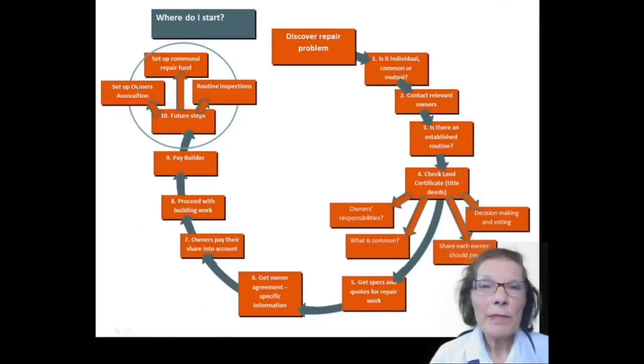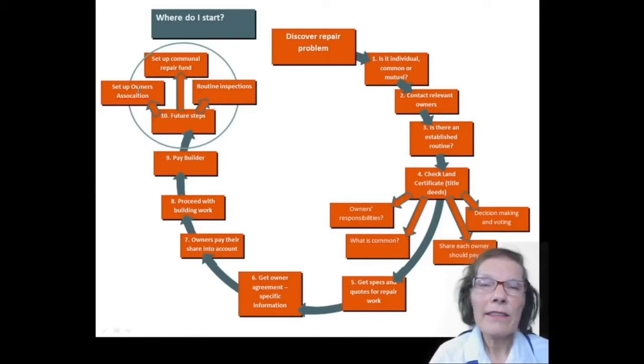So this here is my mental map of the process, and you can see that there are quite a few steps in it that you're going to need to go through to get your repair carried out effectively. First of all, you're going to have to work out whether this is a common repair. A common repair is one that all owners pay for. Then you're going to have to find all those owners, and then you're going to need to check what your legal responsibilities are, just what share you might have to pay, for instance.